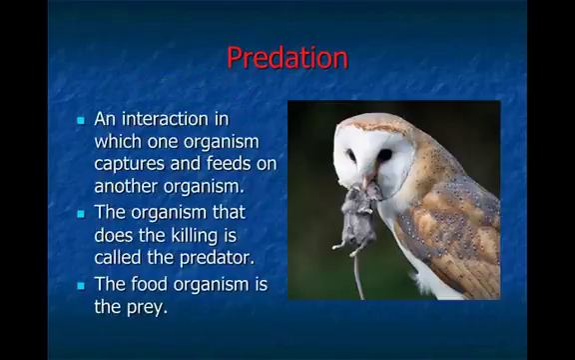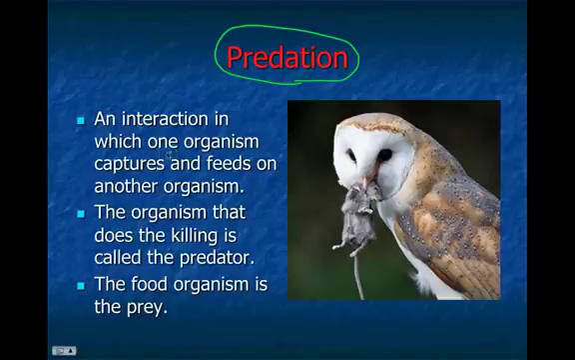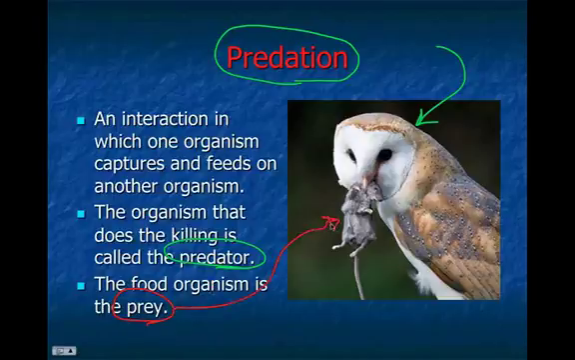Next one is predation. With predation, you have an interaction where one organism captures and feeds on another organism. The organism that does the killing, this would be the owl, that is the predator. And the organism that is killed, which at this point is that sad little mouse, that is the prey. So once again, in predation, it is a predator and prey relationship.